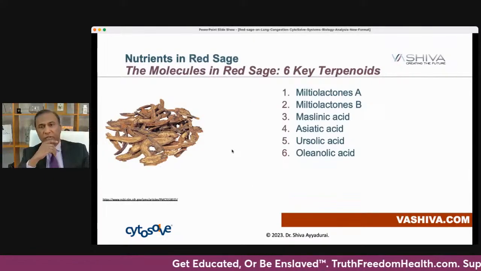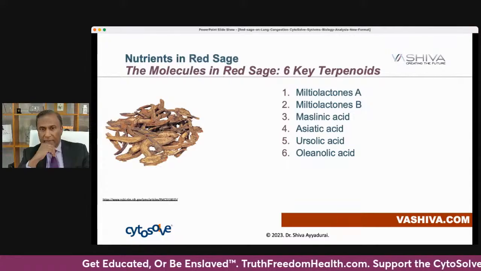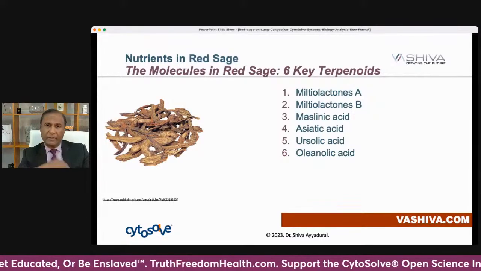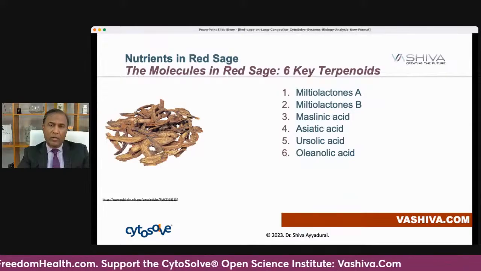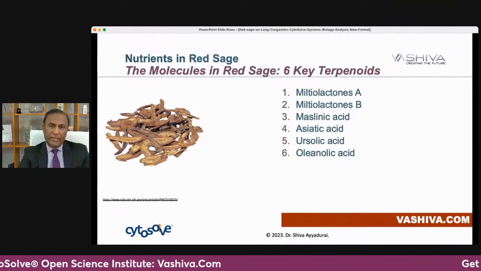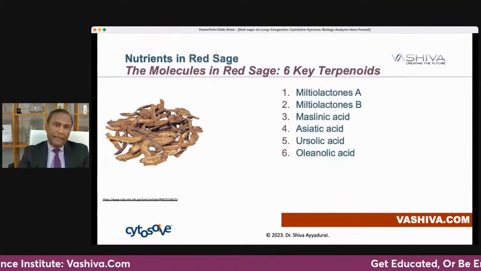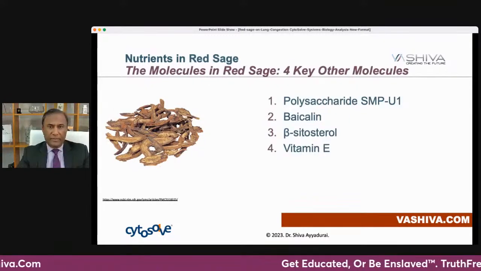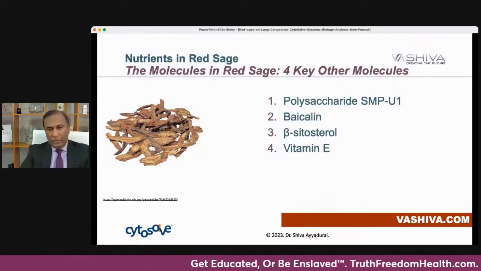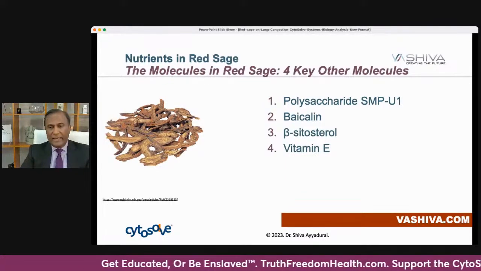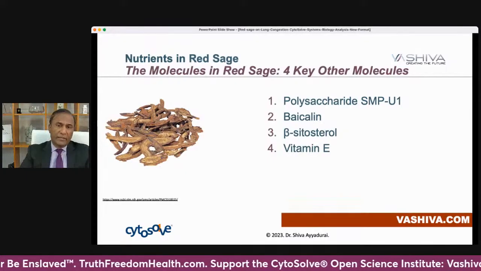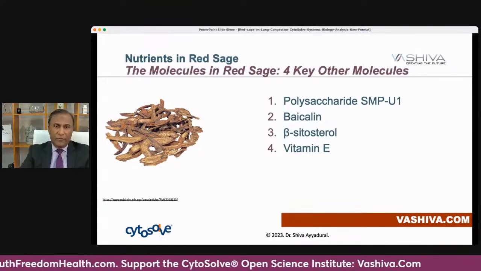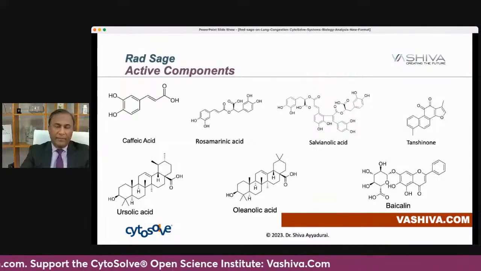There are also 6 terpenoids: miltirone lactones A, miltirone lactones B, maslinic acid, asiatic acid, ursolic acid, and oleanolic acid. So there are 6 terpenoids, and again, these are another set of very powerful compounds. There are also 4 other molecules: polysaccharide SMP-U1, baicalin, beta-sitosterol, and vitamin E. So 4. When you add this all up, you have these 21 molecules.